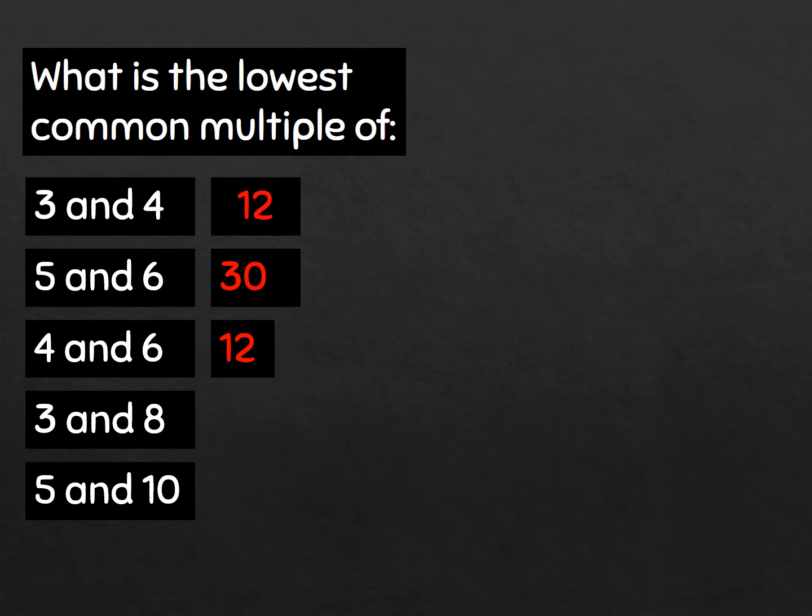For 3 and 8 it's 24, because 3 times 8 is 24 and 8 times 3 is 24. For 5 and 10 it's actually 10, because if you think about it, 5 times 2 is 10, but also 10 times 1 is 10, so 10 is the lowest common multiple for 5 and 10.